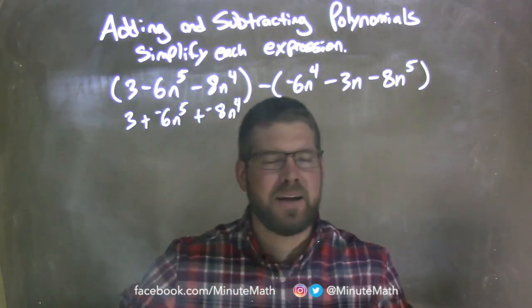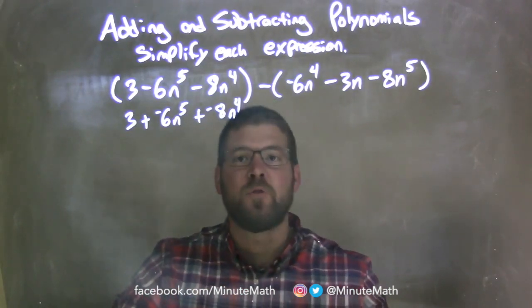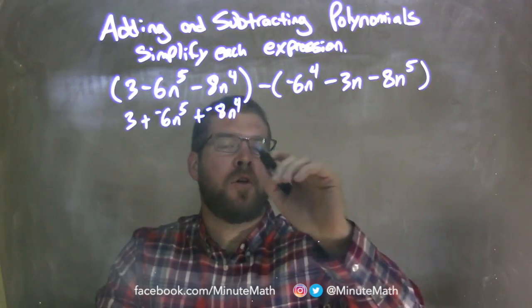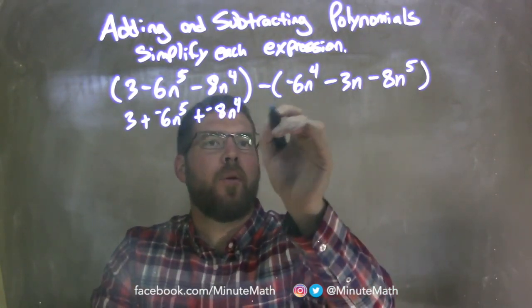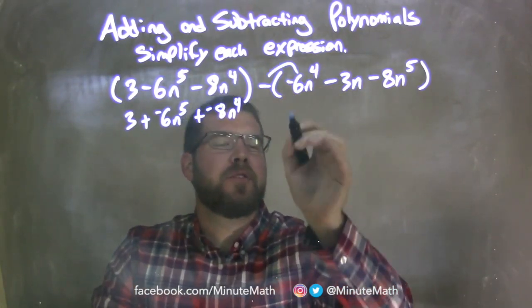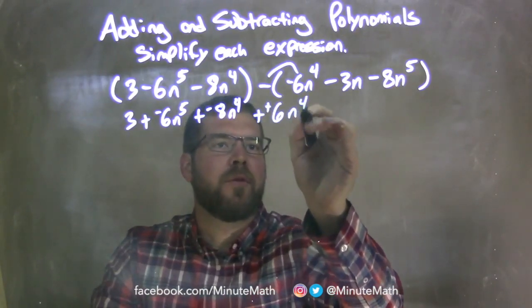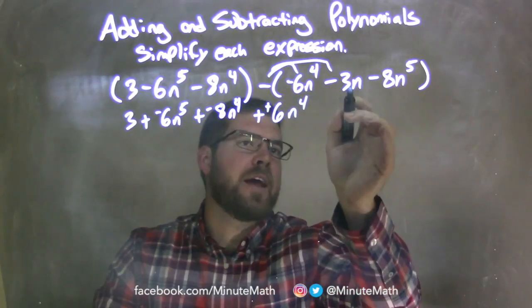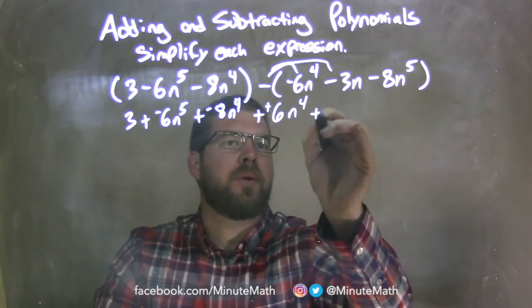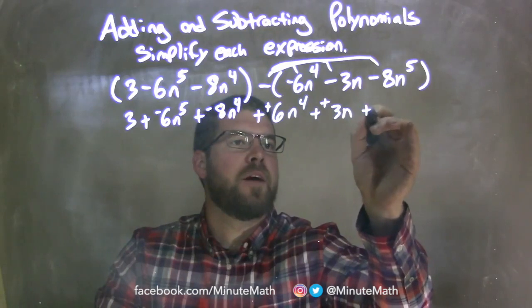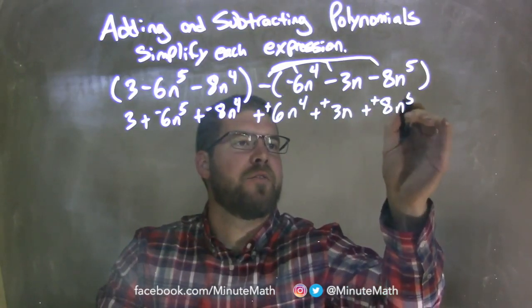And your teachers might not like that technique. I find it easier for myself. It keeps everything in line. Now I'm going to distribute that negative across to all parts. And this one's tricky. So we distribute the negative into negative 6n to the fourth. That's plus a positive 6n to the fourth. Distribute again to the negative 3n here. So two negatives make it plus a positive 3n. And distribute that negative over here as plus a positive 8n to the fifth.